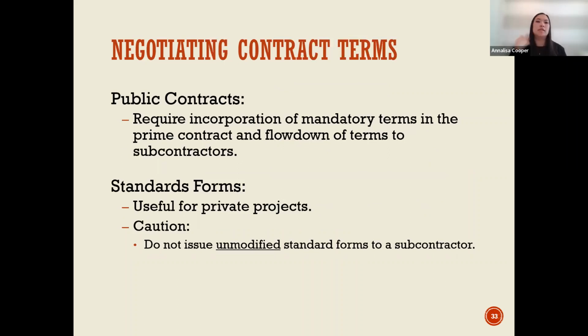Okay, negotiations. When you are dealing with the government or public entities, like public agencies, it is important to know that they may require mandatory terms to flow down. So if you are going to hire a subcontractor to perform under the government contract, you may have to flow down those terms to the subcontractors. And it's important to know that you shouldn't modify those at all. They're meant to just pass through.